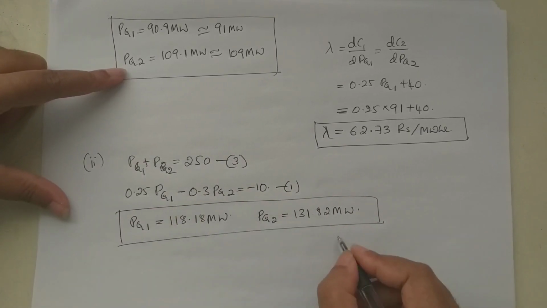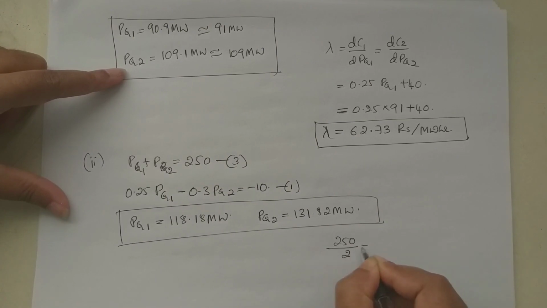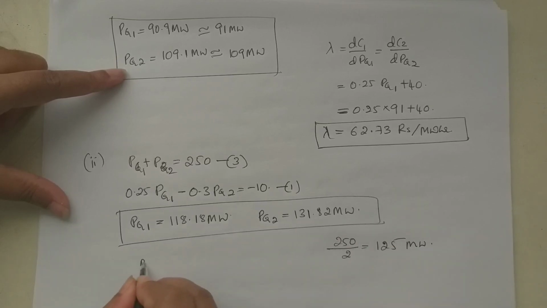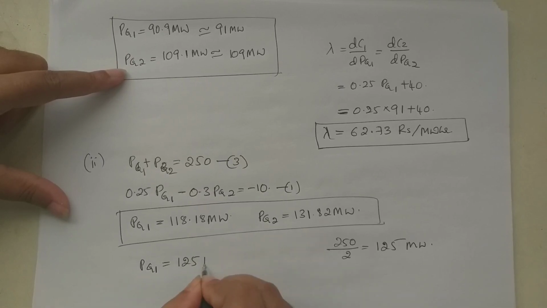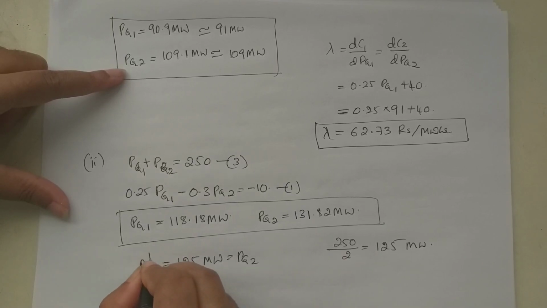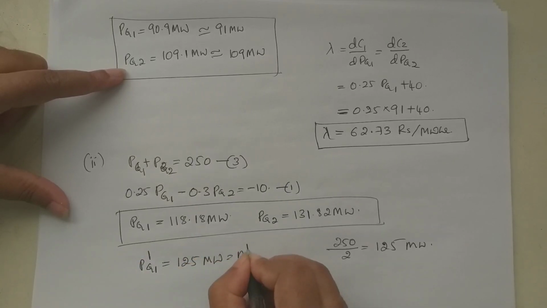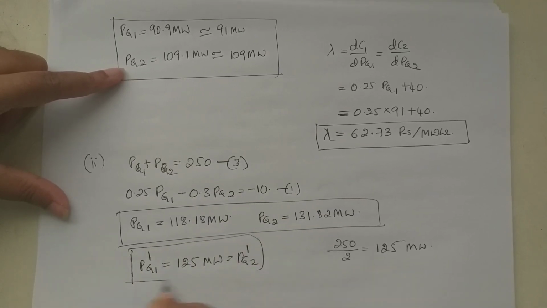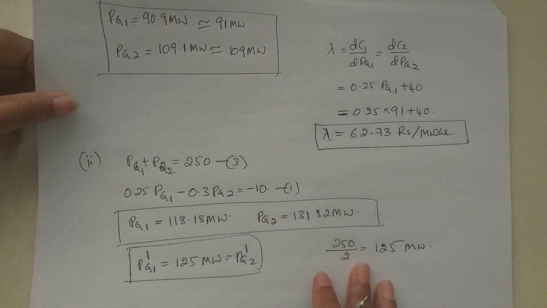250 is the load, so equal distribution of load means 250 divided by 2, which is 125 megawatt. So Pg1 shares 125 megawatt as well as Pg2. Take these as Pg1 dash and Pg2 dash. Now saving can be calculated like this.